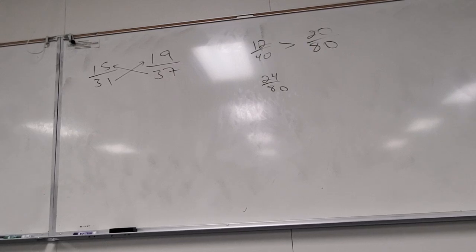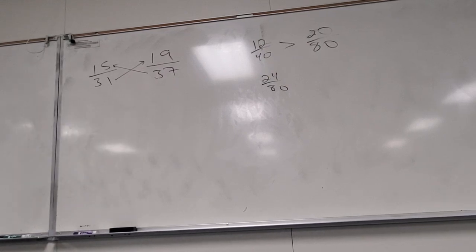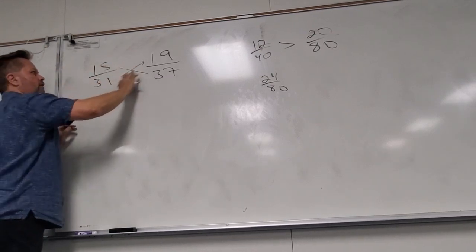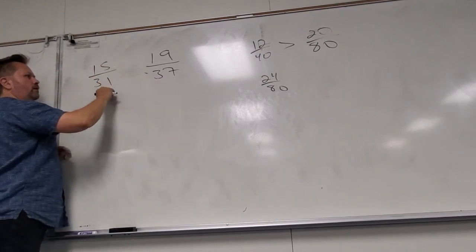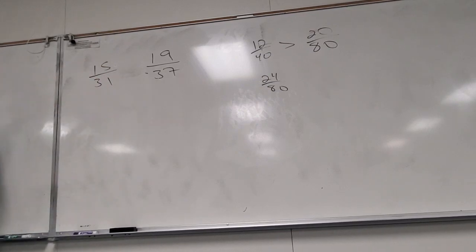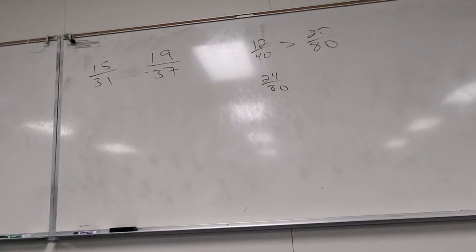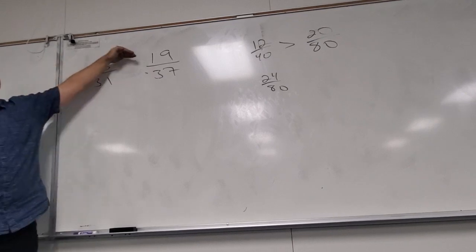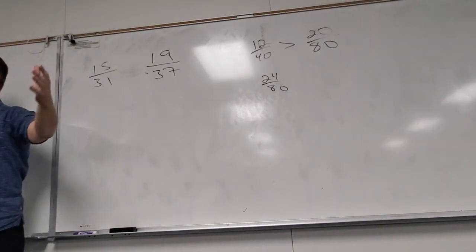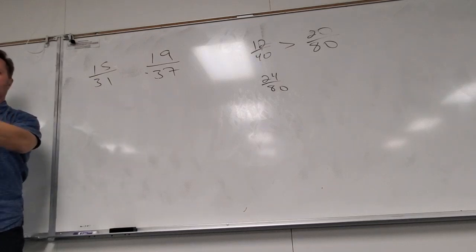If I have x/5 equals 3/4, then I can cross multiply. But students try to cross multiply in all these different situations, and cross multiplication is just a shortcut. Even here it's a shortcut. How would I make them have the same denominator? Wouldn't I just multiply this one by 37 and this one by 31, on the top and bottom? The denominators will be the same. They'll both be 31 times 37, correct?